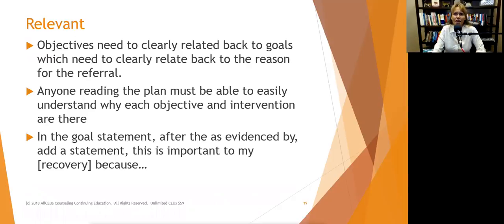In the goal statement, after the "as evidenced by," add the statement, "this is important to my recovery because." So, this is important to my happiness. This is important to my sobriety. This is important to my whatever this end goal is because. So if the goal is to get a job that pays at least $15 an hour, okay, this is important to my recovery because.